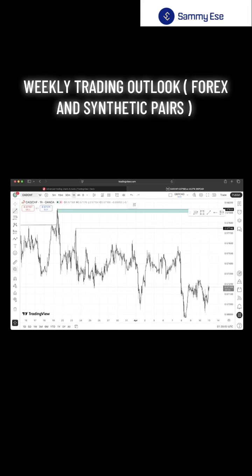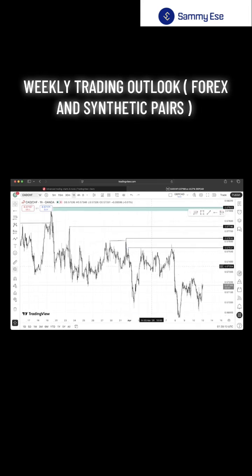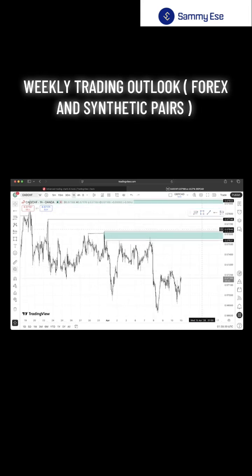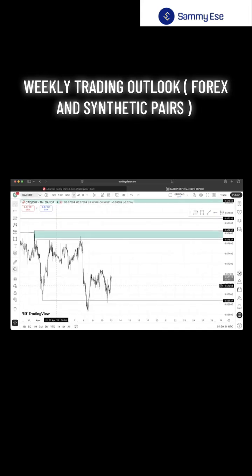I saw a sweep here, and then a retracement here, and then our protected high, and our entry was here, and then our target was here. So you can see that the strategy works perfectly well.